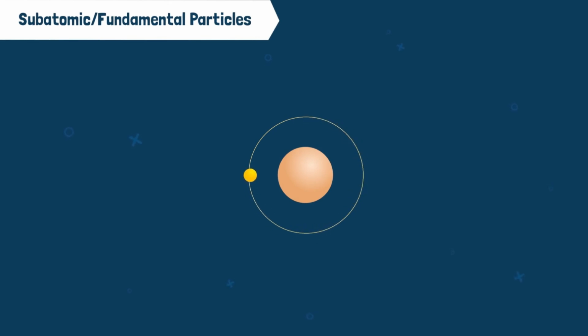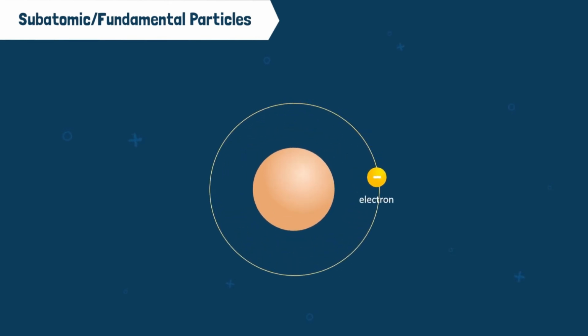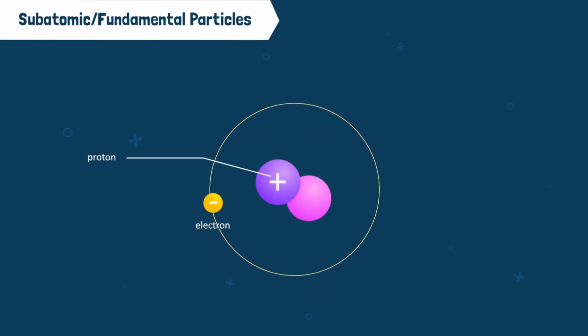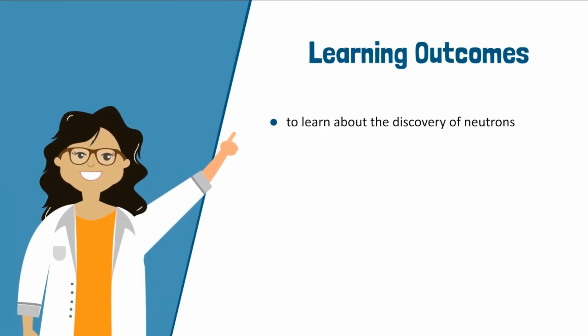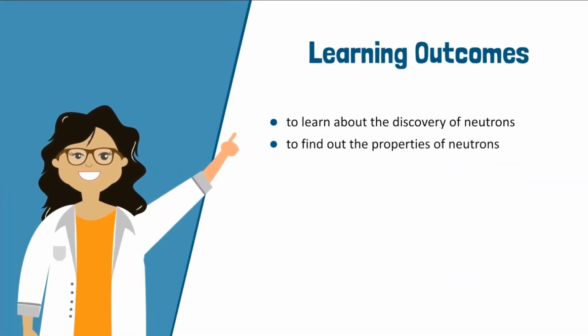We are familiar with the negatively charged electrons that revolve around the nucleus. The nucleus itself consists of positively charged protons, which neutralize the negative charge of the electrons revolving around the nucleus. Besides protons, another kind of fundamental particle of an atom is present in the nucleus, a neutron. And in this video, we will learn about its discovery and properties.